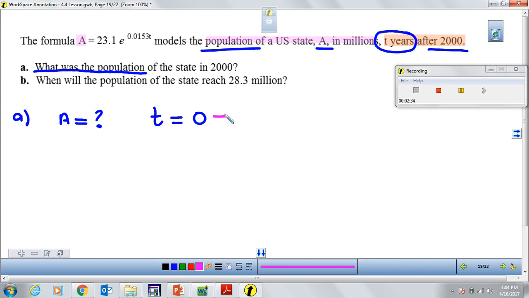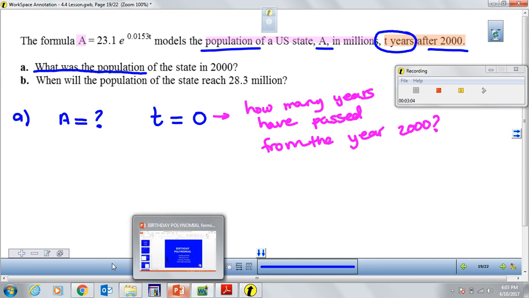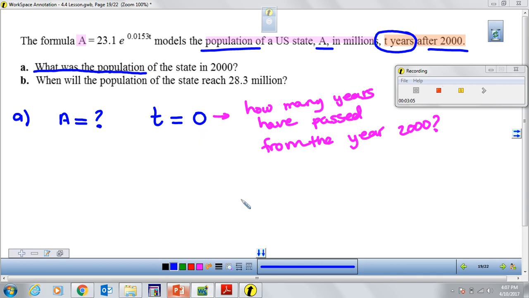So this T is measuring how many years have passed from the year 2000, and in this case, 0 years. Every time they're asking you what's the population, or what's the amount of something at the beginning of when this population or whatever the thing is being counted for, you're always going to use a 0. When you want to refer in math to the beginning of time of something, you're going to use the number 0. So then we're looking for the A.